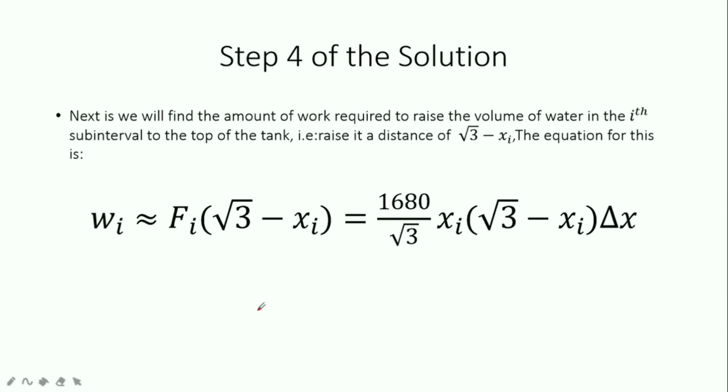We are now in the fourth step of the solution, wherein we will find the amount of work required to raise the volume of water in the ith subinterval to the top of the tank. For example, raise it a distance of square root of 3 minus x sub i. The equation for this is W sub i is approximately equal to F sub i times square root of 3 minus x sub i, which is equal to 1860 over square root of 3 x sub i times square root of 3 minus x sub i times delta x.